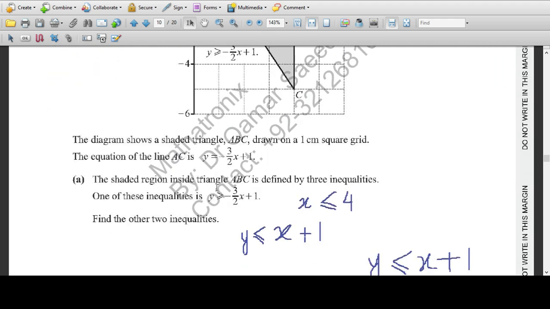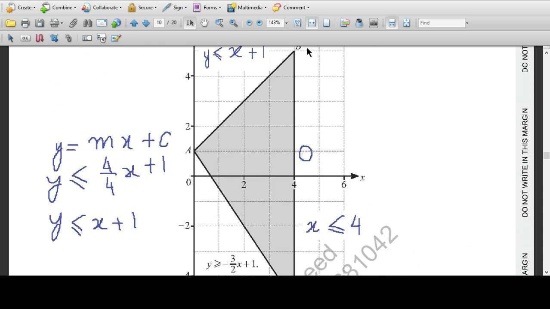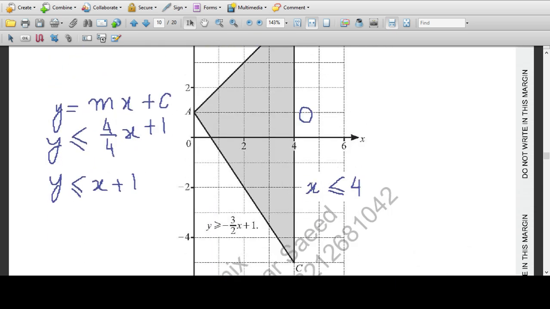This is given, and we have to find the other inequalities. So this inequality is simple, because here we see that x is less than, with this single line, x is less than or equal to 4, because this is a solid line, so that's why we will write this equal as well. So x is less than or equal to 4.